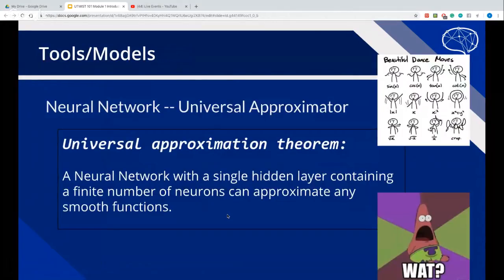So why can a neural network solve our problem? There's a theory called the universal approximation theorem. What it says is that a neural network with a single hidden layer containing a finite number of neurons can approximate any smooth function. It's really powerful.